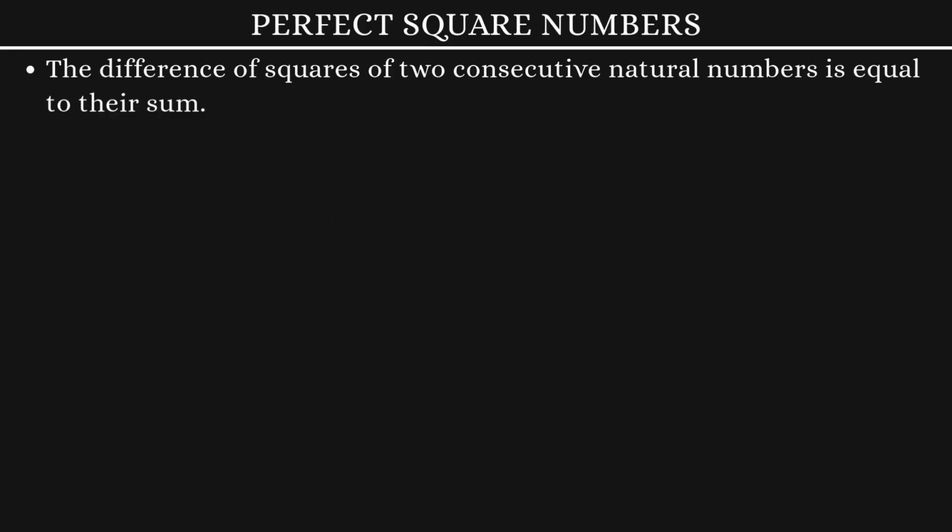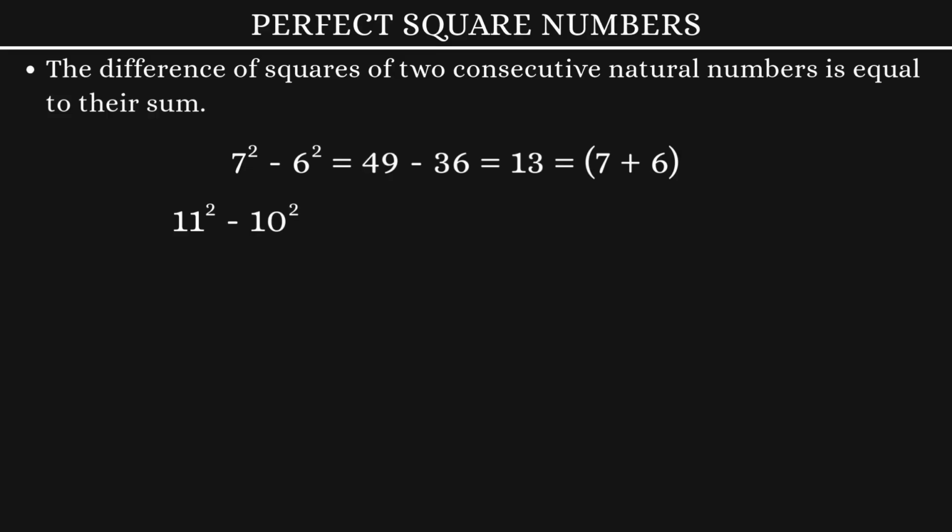Let's check some more examples arithmetically. 7 squared minus 6 squared is 49 minus 36, which is 13, and 13 is 7 plus 6. 11 squared minus 10 squared is 121 minus 100, which is 21, and that is also 11 plus 10.